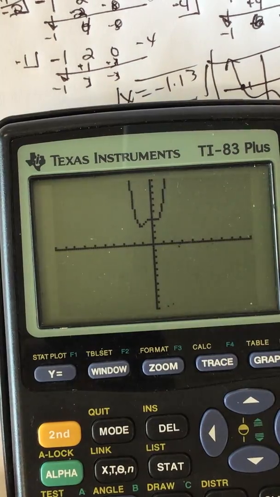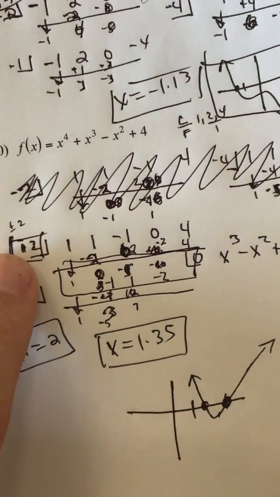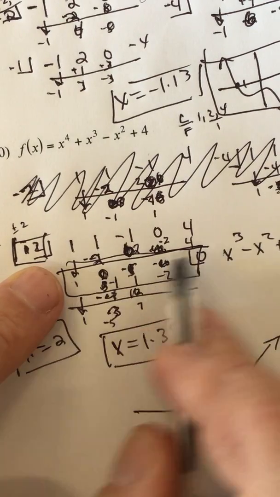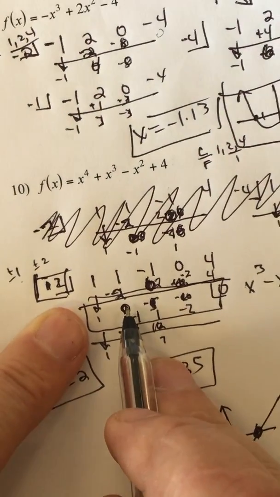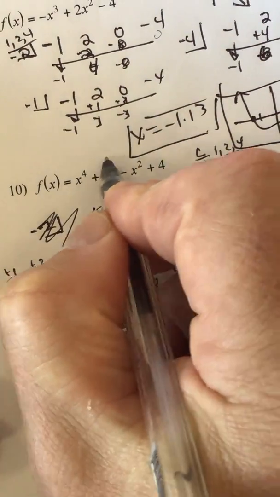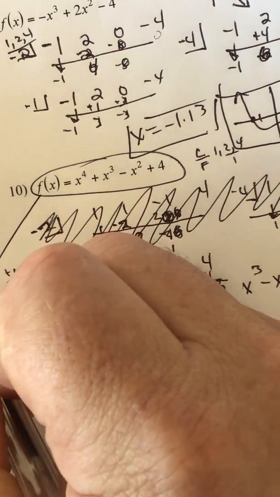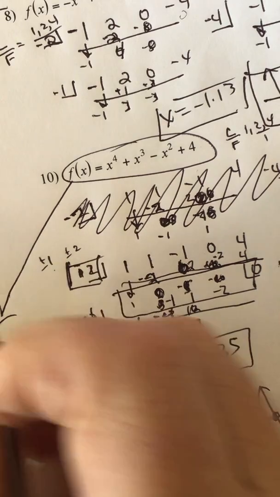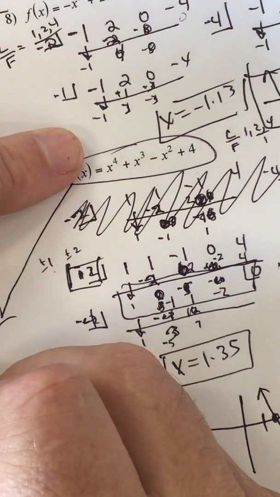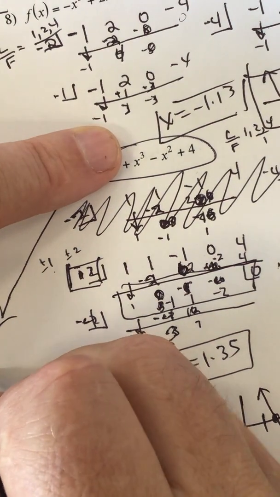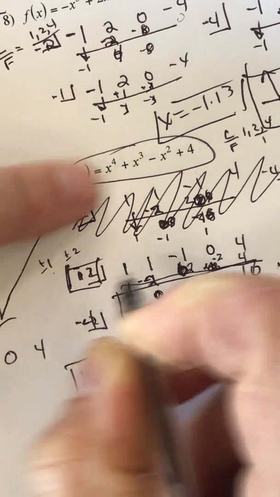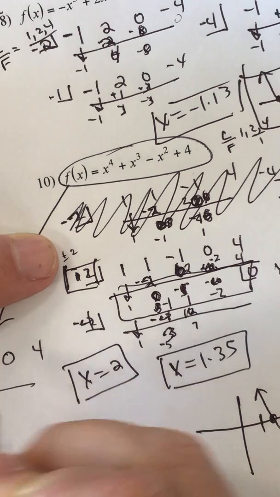The calculator thinks they're all imaginary. How did we get this 2 right here to work? Okay, I better go back and make sure. Did this actually not work? So if you saw the mistake that I had made, you might be yelling at me right now. Okay, 1, 1, negative 1, so 1 x to the 4th, 1 x to the 3rd, negative 1 x squared, 0 x, and 4. And I thought 2 worked.